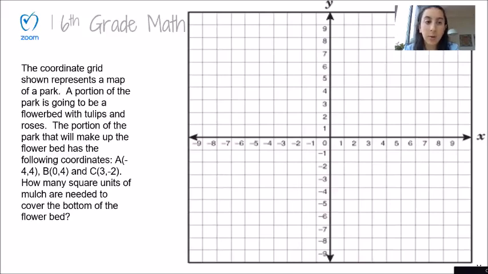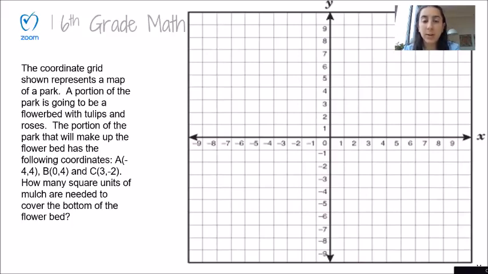It says, the coordinate grid shown represents a map of a park. A portion of the park is going to be a flower bed with tulips and roses. The portion of the park that will make up the flower bed has the following coordinates. A, -4, 4. B, 0, 4. And C, 3, -2. How many square units of mulch are needed to cover the bottom of the flower bed?